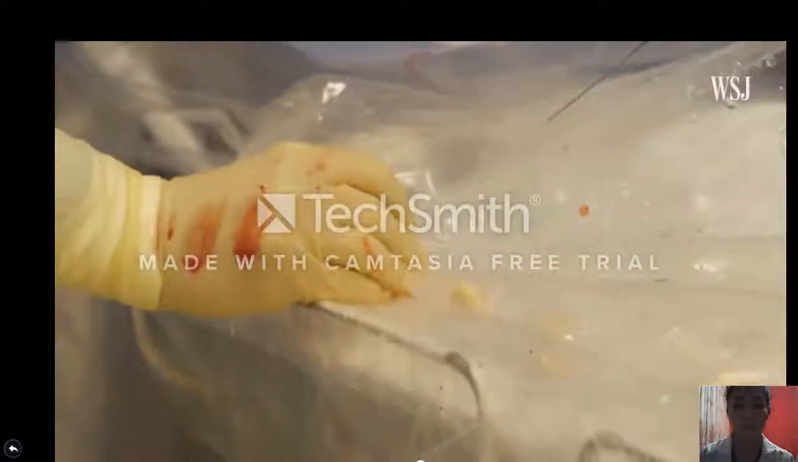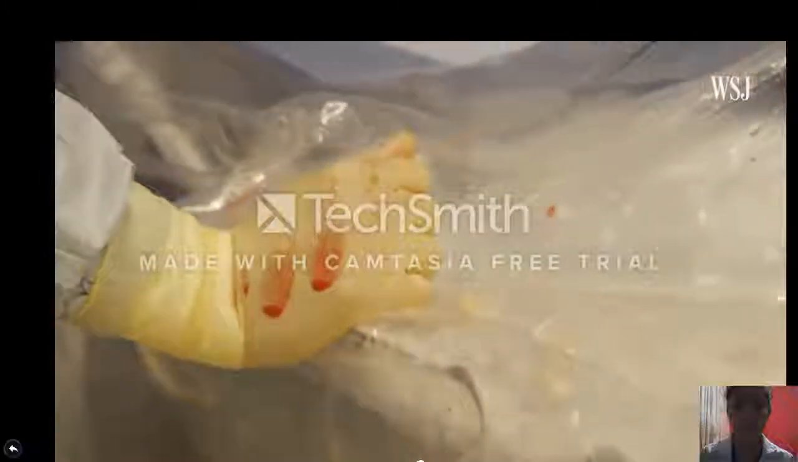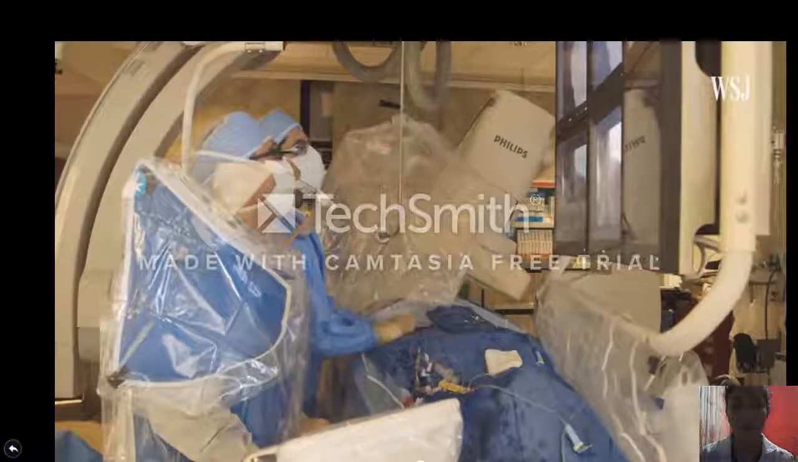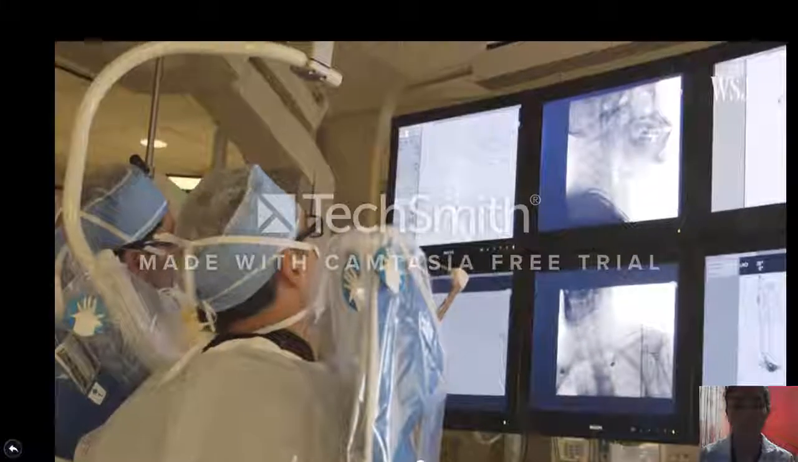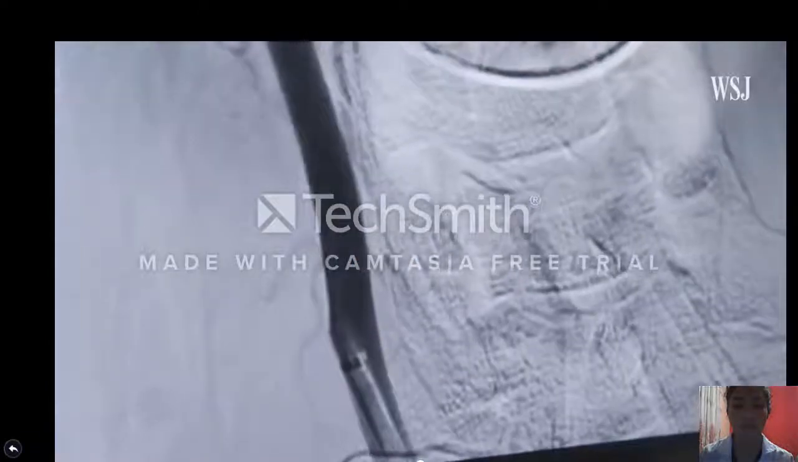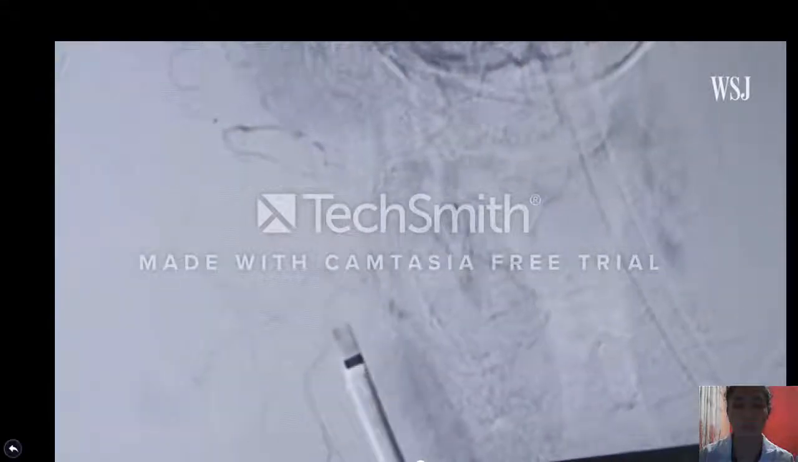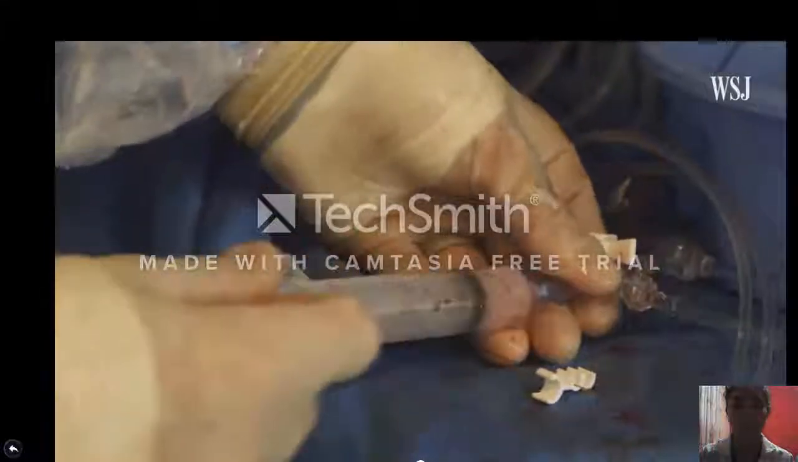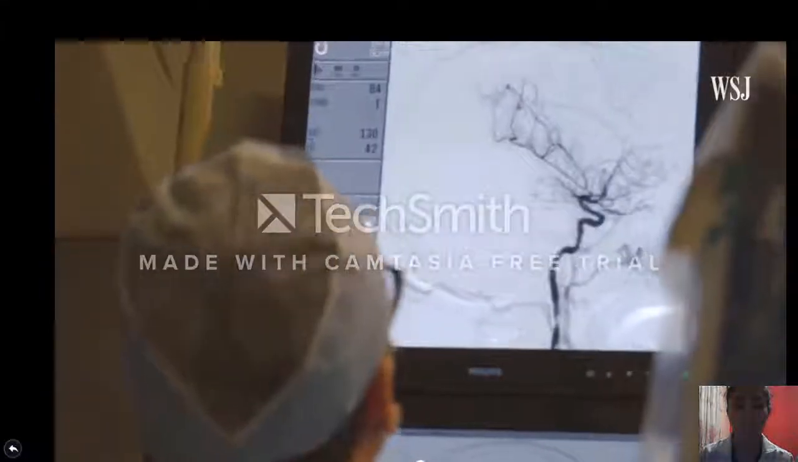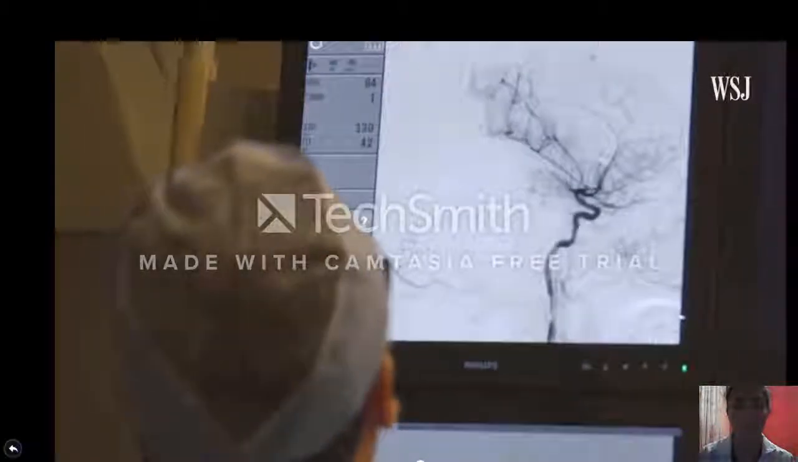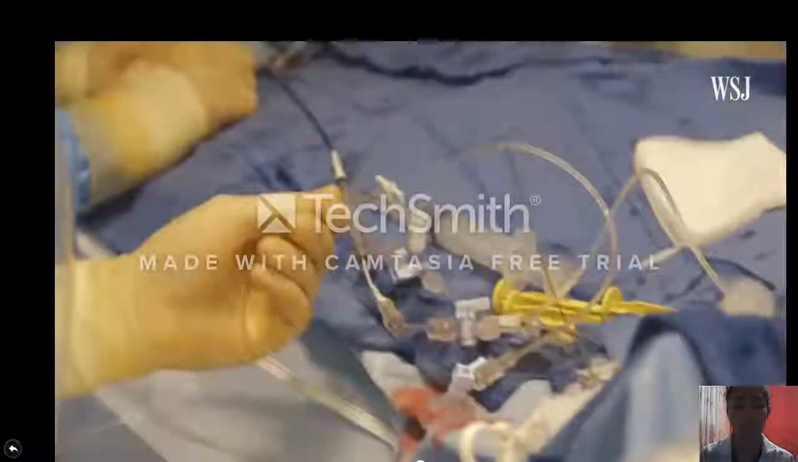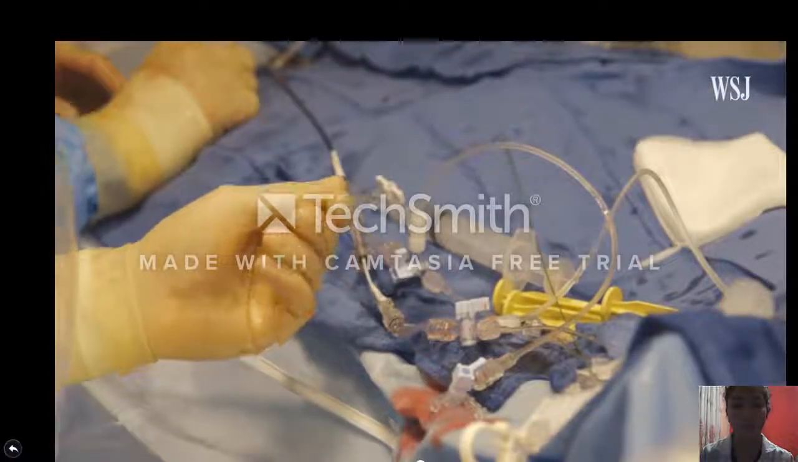So essentially what you do is most of the time you go through the groin artery called the femoral artery. We get inside the blood vessel, and then under X-ray guidance you can guide that tube all the way to the neck. We shoot contrast dye, you then can take pictures of the brain blood vessels, locate the site where the blood clot is occluding the main artery, and then you would put the stent retriever.